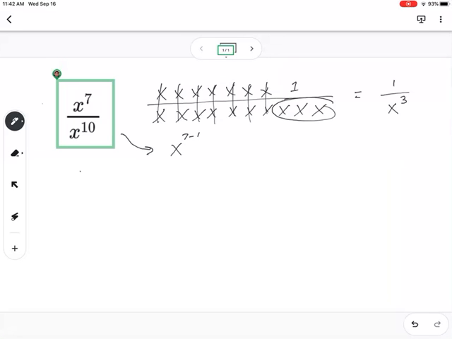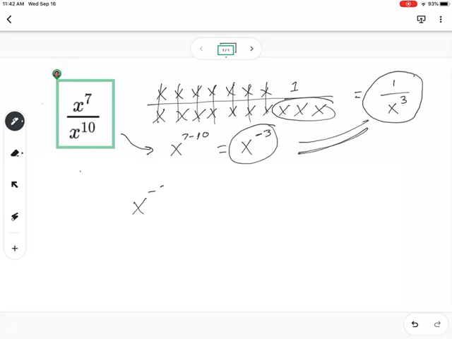x to the 7 minus 10, because what we're basically doing is taking our 7 x's on the top, taking away 10 of them from the bottom, and then we're going to be left with this confounding question: what does it mean to repeat something negative 3 times? Well, because we just demonstrated the answer correctly using 2 different methods, then it means that these 2 things must be equal. So x to the negative 3rd is equal to 1 over x to the positive 3rd. And that right there is our rule.